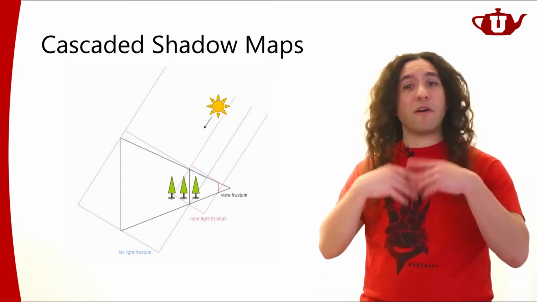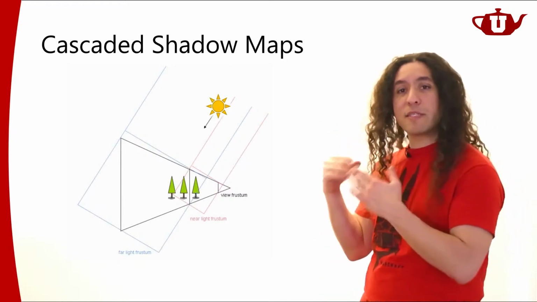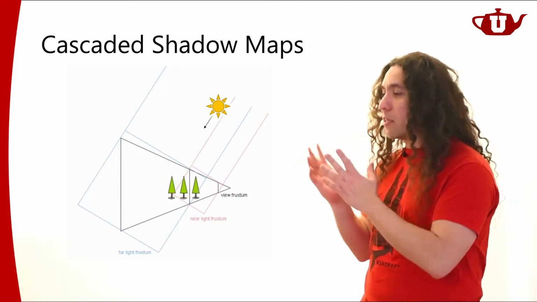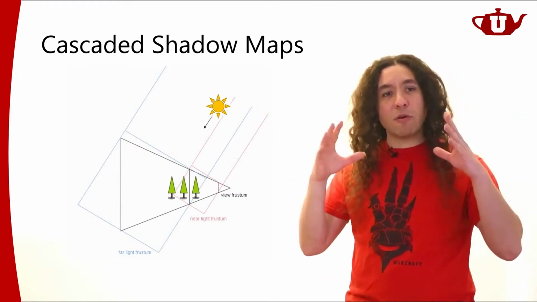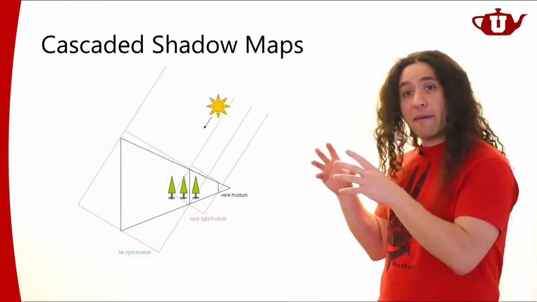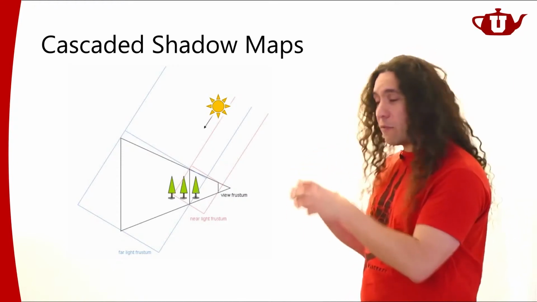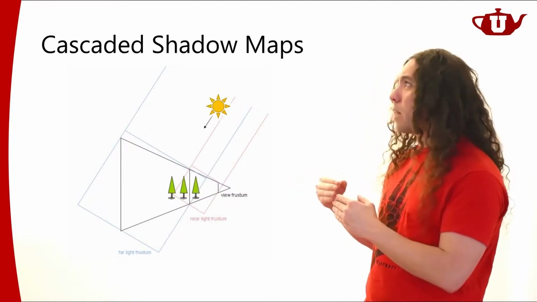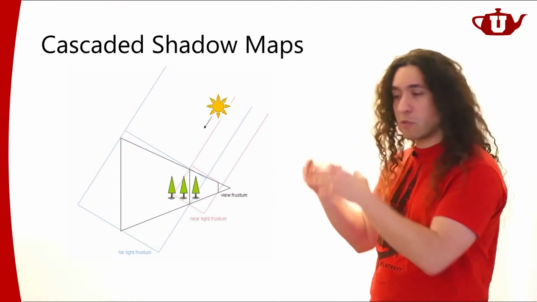So for things that are far, far away, I could be using a low resolution shadow map, or I could be using a shadow map that's not necessarily low resolution, but sort of expands to a large area. And I'm going to have an additional shadow map for things that are close by. I can actually have multiple layers. I can have more than two layers. I don't have to have just one near and far.